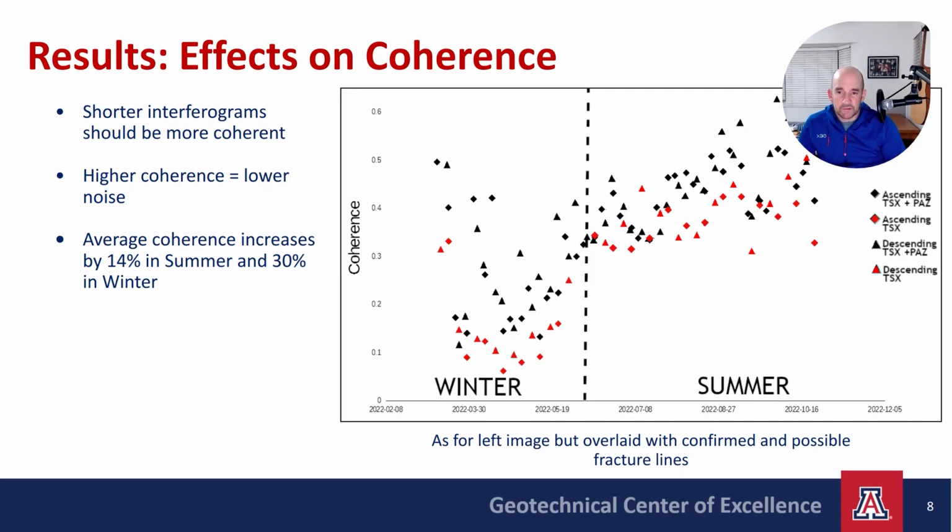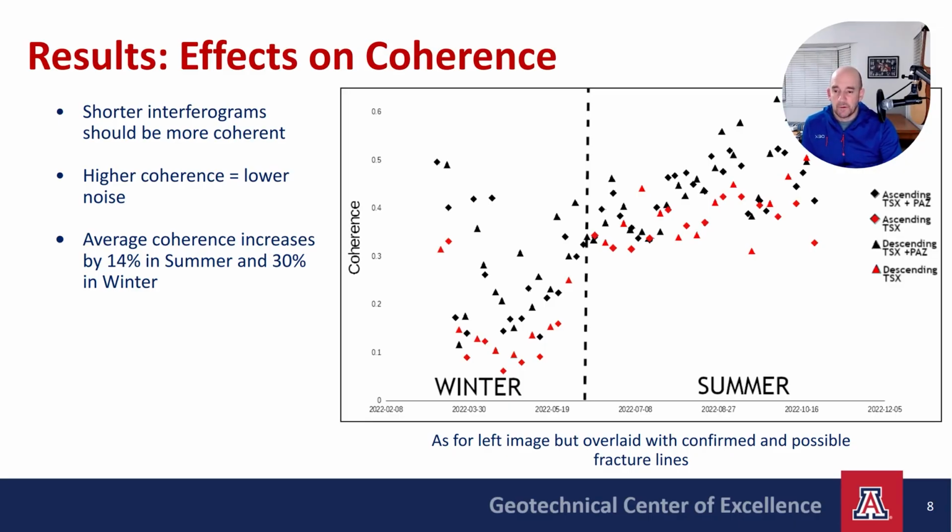Okay, so what are our results? Here's our effect on coherence. Coherence here is on our y-axis and time is on our x-axis. And you can ignore the shape of the point here and really focus on the color, because the red points are TSX only and the black points are TSX with PAS. And we can see a general trend that the TSX plus PAS points do have higher coherence.